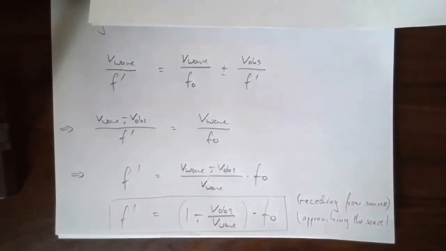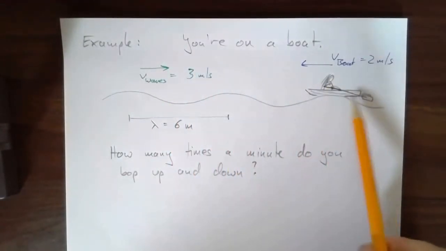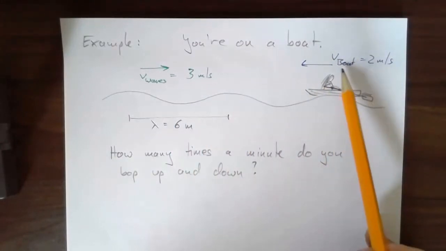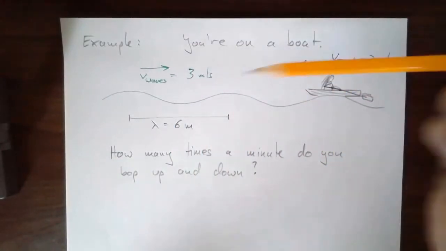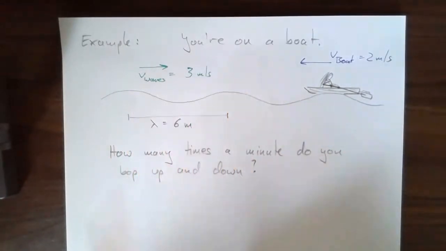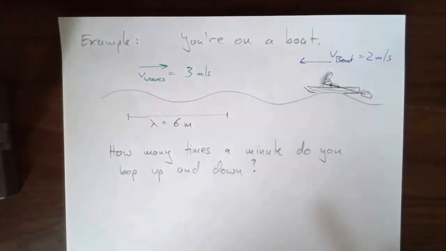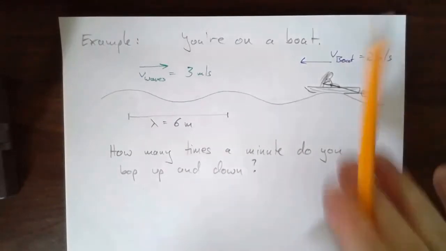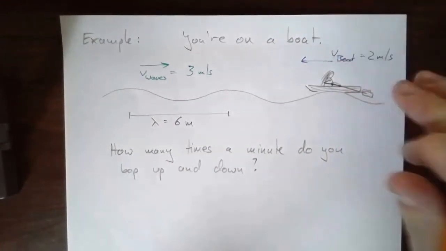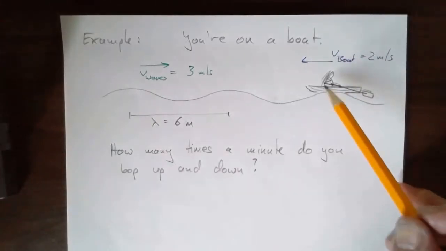All right, let's work an example on that too. Here's the example. Imagine you're in a boat. Here you are rowing. You have a speed of 2 meters per second going to the left, and the waves, meanwhile, are moving at 3 meters per second to the right. And you've got a wavelength of 6 meters. Question is, how many times a minute do you bob up and down? Now, if you were not moving, just at rest, taking a break from the rowing, the answer would be fairly simple.